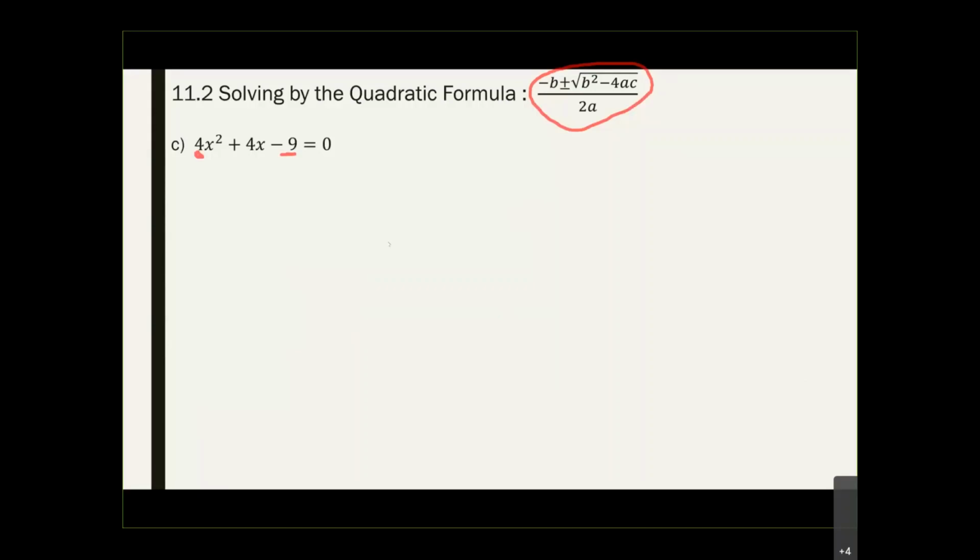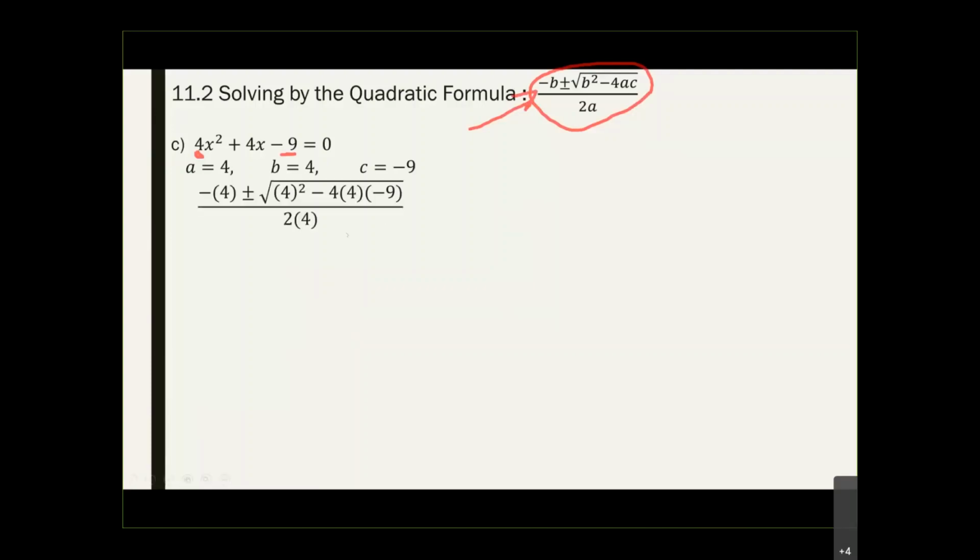But in chapter 11.2, the first thing we need to do is verify that it's equal to 0, which in this case it is. Once it's equal to 0, everybody see that we just need to identify your A, your B, and your C. In this case, your A is 4, your B is 4, and your C is negative 9. Now all we need to do is plug into the formula, right? Negative B plus or minus square root of B squared minus 4AC, divided by 2A.